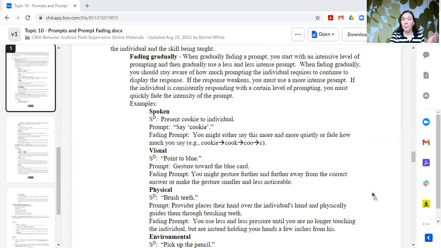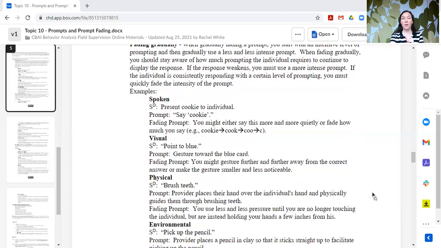For a visual prompt, if you're gesturing towards it, you would do less and less of that gesture. If you are modeling, you would do less and less of the full model, right? So it might sort of turn into a gesture at that point, but it becomes less and less noticeable. You're not changing to a different type. You're just doing less of the prompt that already worked.